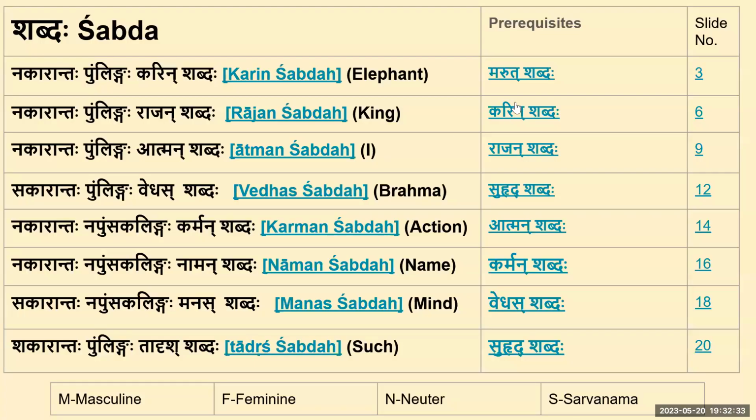Here you will find Karin, right? This shabda, Rajan, Atman, these are nakarantas, 3 nakaranta shabdas. Then sakaranta, Vedhas in masculine. Then we have karman in neuter, which is nakaranta, naman in neuter, which is nakaranta, and manas in neuter, which is sakaranta and will be very similar to the masculines. And tadrish shabda is one more which is useful for us, so I've just combined it here.